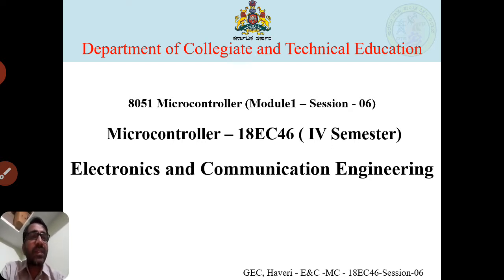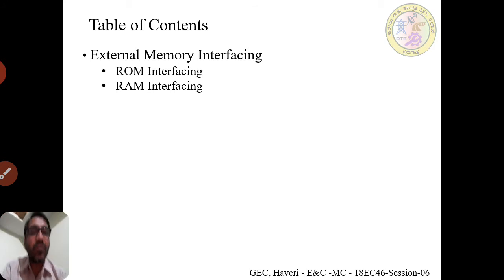After seeing all these things, we'll move on to the last session of the first module, that is memory interfacing with the microcontroller. We have two memories, ROM interfacing and RAM interfacing. Although the microcontroller has internal memory, that is 128 bytes of RAM and 4K of ROM, we still need external memory interfacing.